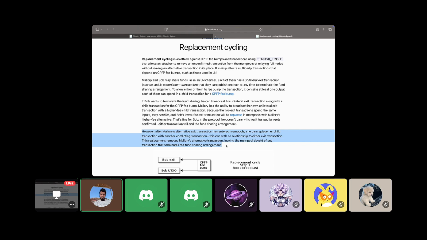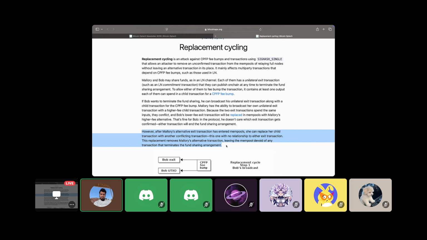Every time Bob broadcasts his commitment transaction, Mallory can broadcast her commitment transaction to evict Bob's commitment transaction, and then Mallory can broadcast a third transaction which is completely unrelated to any of these commitment transactions, but it shares an input that is common to the child of Mallory's commitment transaction, thereby evicting Mallory's commitment transaction as well, right? So this is what a replacement cycling attack is, right? It is an attack that prevents users from unilaterally exiting a multi-party contract.